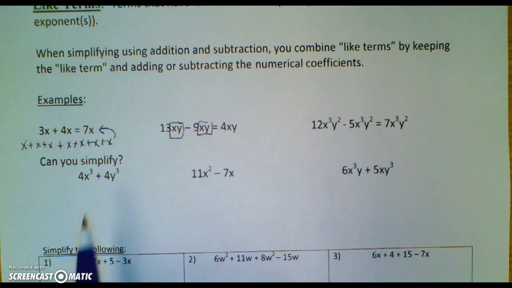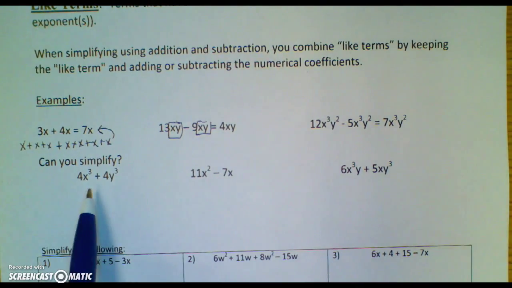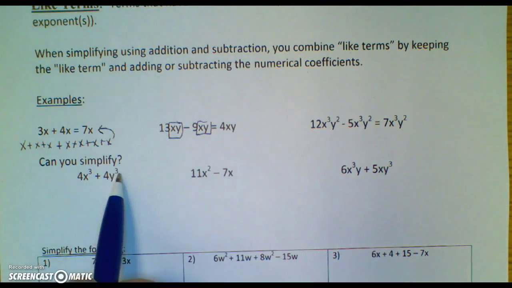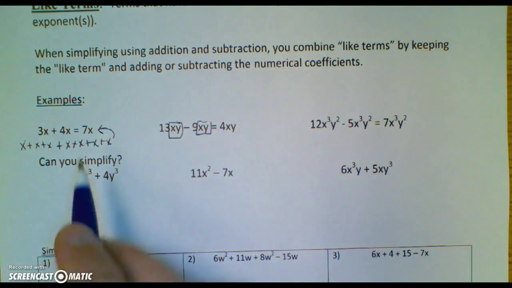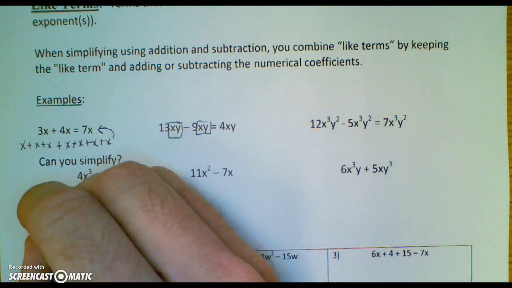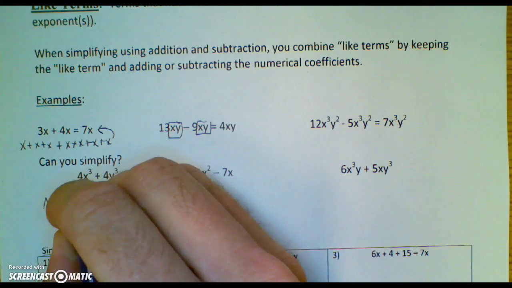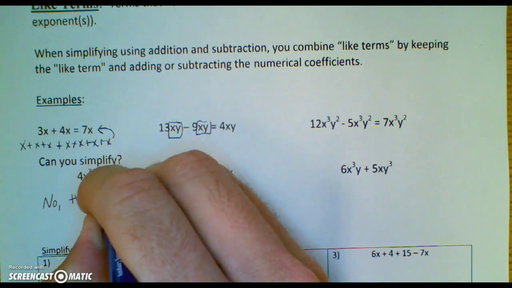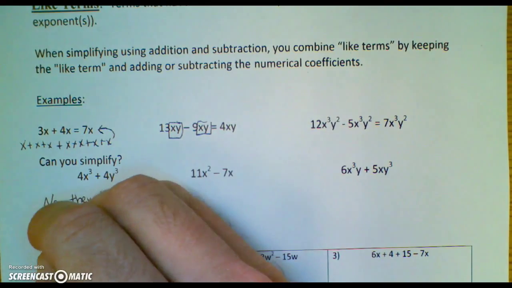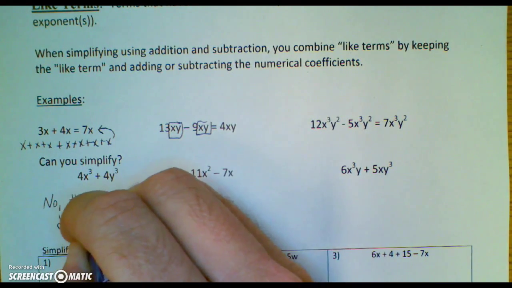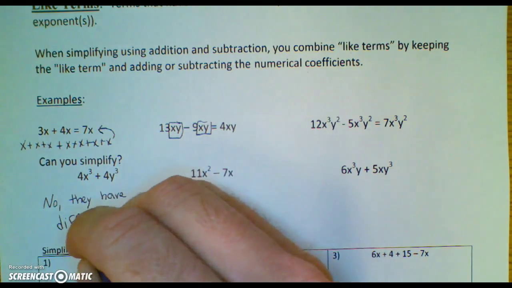Let's look at these problems. Can you simplify this? Can you add these two things together? Well, check your exponents. The exponents are the same, so that's good. But the variables are not, so this is no. They have different variables. So for that problem you would be done. That's as far as you can simplify.